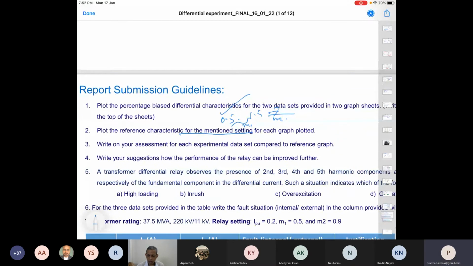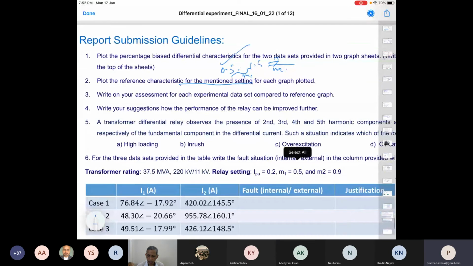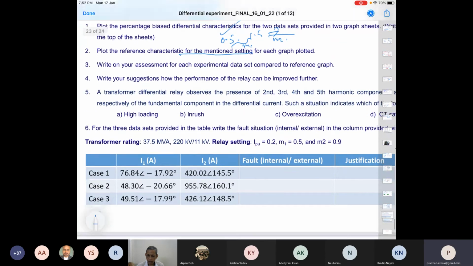But write your suggestions on how the transformer differential relay observes the presence of second and third harmonics. See, when you consider such a situation, it indicates the high loading or inrush condition. This you can do. For the following set of data, table with the fault situation internal external, the relay settings could be, and there you can say this. So we fill up this one, 1, 2, 3, with justification of this.